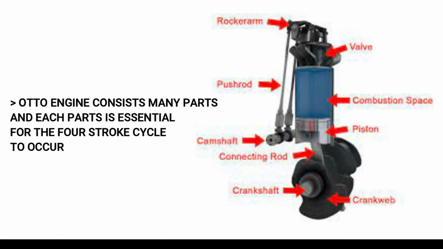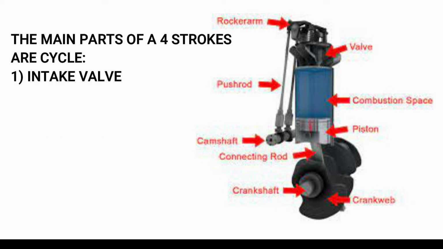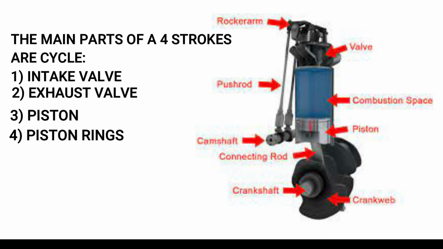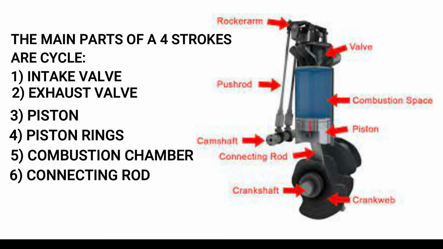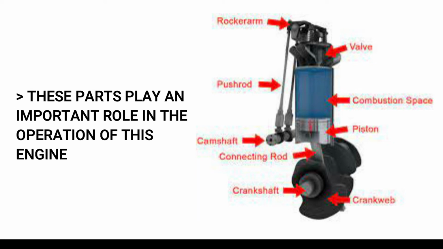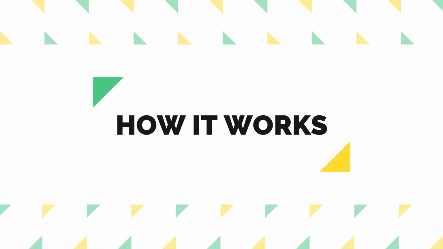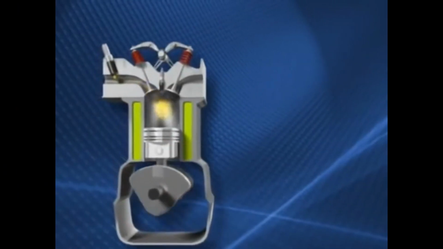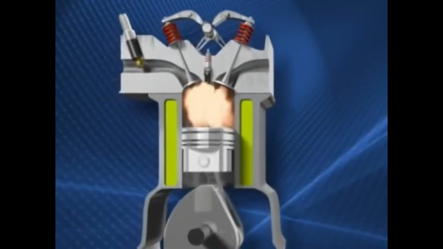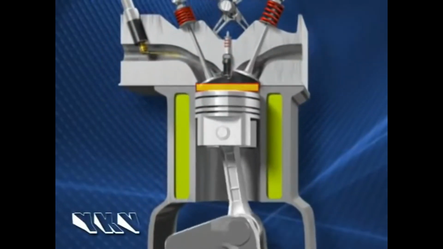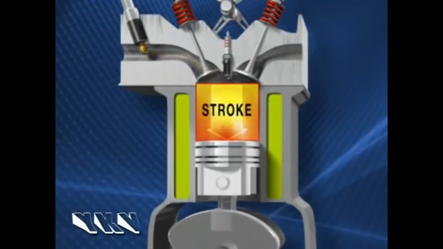The Otto engine consists of many parts, and each part is vital to the four-stroke cycle. The main parts of the four-stroke cycle engine are the intake valve, the exhaust valve, the piston ring, the combustion chamber, the connecting rod, the crankshaft, and the spark plug. These parts play an important role in the operation of the engine. As the piston travels up and down in the cylinder, it turns into a rotational motion of the crankshaft.